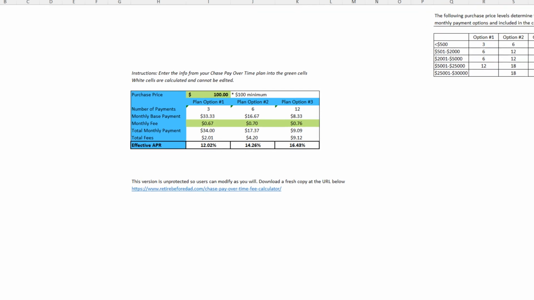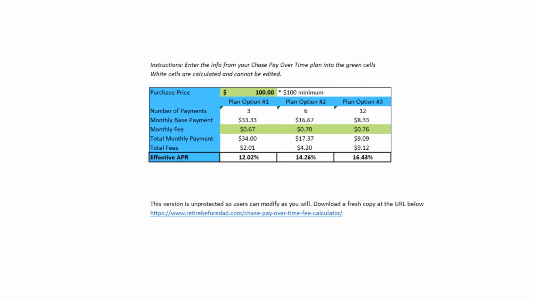So I created a calculator to convert the flat fee into an annualized percentage rate to compare against the credit card interest. In this video, I'm going to demonstrate how the calculator works, and if you like it, you can download it for free. I'll also share the formula I'm using to calculate the annualized percentage rate. So if you just want to copy that and put it into Excel or Google Sheets, that'll work too.